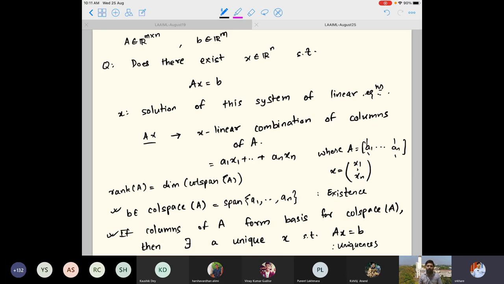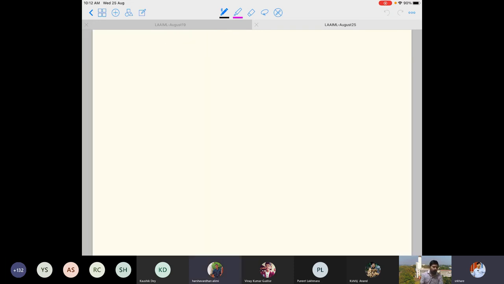So these are the places where we are interested in computing the solution and understanding the solution. So don't think of only square systems of equations. Now we have to think beyond that. Is that okay?